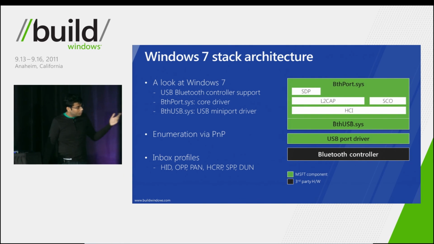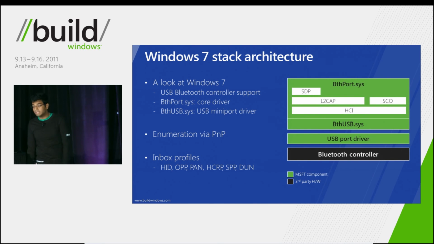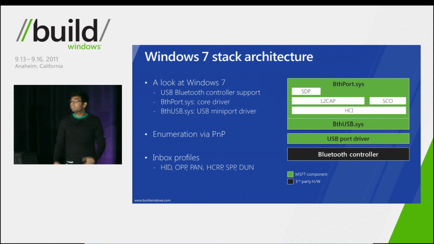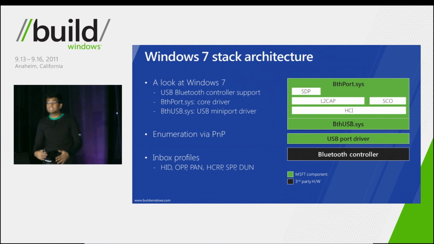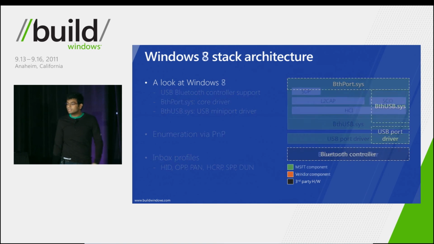So here's a look at our Windows 7 Bluetooth stack. We used to have only support for USB-based connectivity. BTHport there is our core driver implementing L2CAP and SCO layers. BTHUSB.sys is our USB miniport driver in charge of actually implementing the USB-specific functionality. Below that, we've got the USB port driver. It handles the USB-specific power management, data I/O, and denotes the USB stack for us. And below that, we've got the Bluetooth controller. Now, with USB being a system-based bus, enumeration is done via plug-and-play, PnP, and our inbox profile support used to be what's listed there. So what's new in Windows 8?